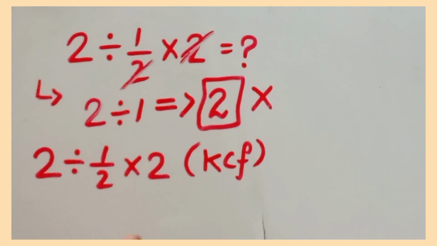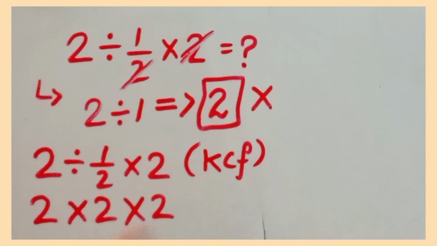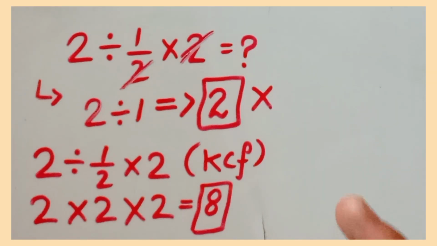Okay, so in this expression, firstly we convert the division to multiplication: 2 multiply by 2 multiply by 2, according to KCF. So 2 times 2 is equal to 4, and 4 times 2 is equal to 8. Okay, students, this is the final answer of this expression.